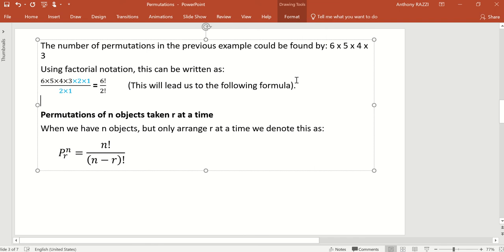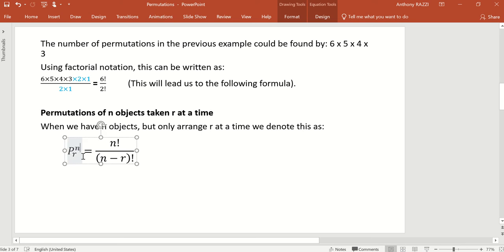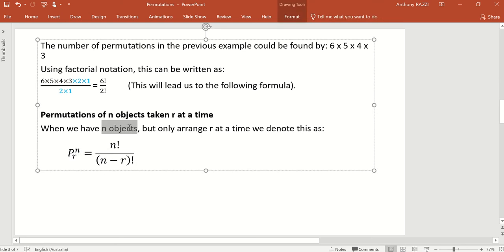And that's going to lead us to the formula that's in the stage 1 math methods subject outline. And basically it's this formula here. And it basically says that if we have n different objects, so in the last one we had n different sprinters, but we only want to arrange r of them at a time, and we only wanted to arrange 4 of them, then we use this formula here.